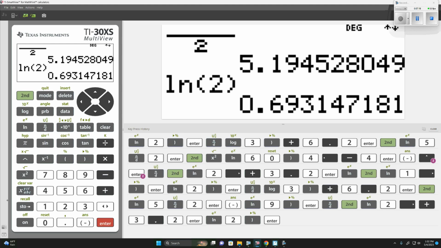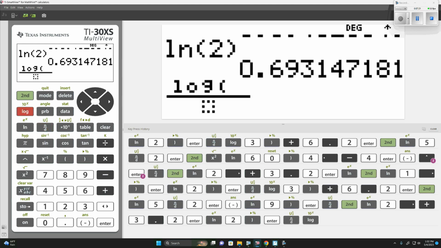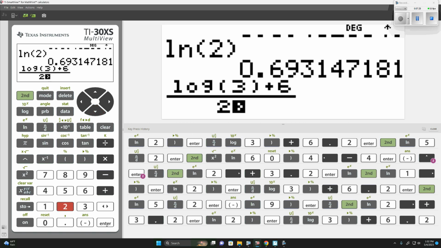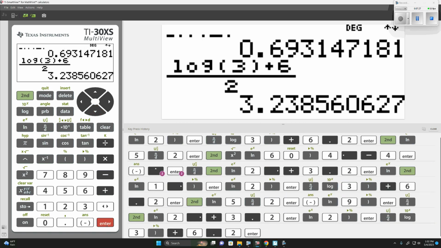Now at this point here, we can plug it into the calculator, because log of 3 plus 6, all over 2, is 3.2385, or 3.23.